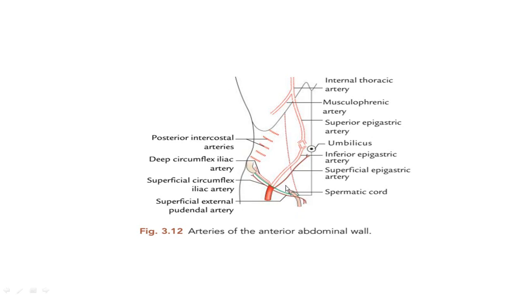And in this picture, you can see the arteries of the anterior abdominal wall. You can see the superior epigastric artery as the main artery for the upper part of the abdominal wall, and we have the inferior epigastric artery for the lower part of the anterior abdominal wall.